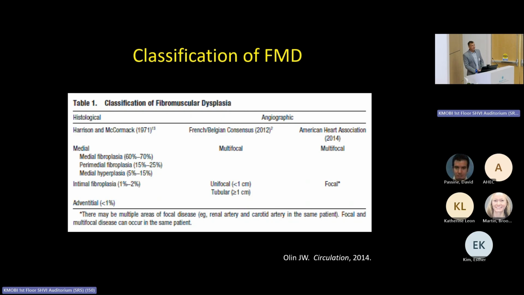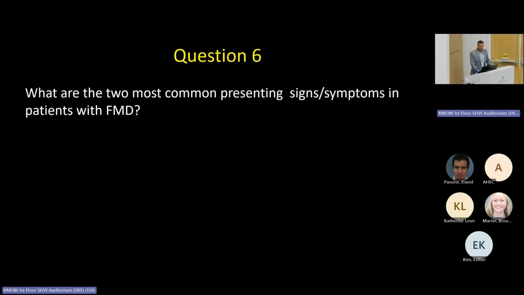And the diagnosis is angiographic, like I mentioned, with the beads on a string pattern. So we were making a histologic diagnosis based on angiographic or clinical criteria. Fast forward to 2014, we came up with the angiographic criteria, which is now termed multifocal or focal FMD. Multifocal corresponds with the medial type, and focal corresponds with the intimal type. So it's helpful to have this terminology moving forward.